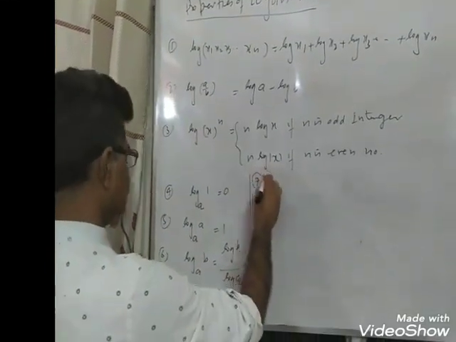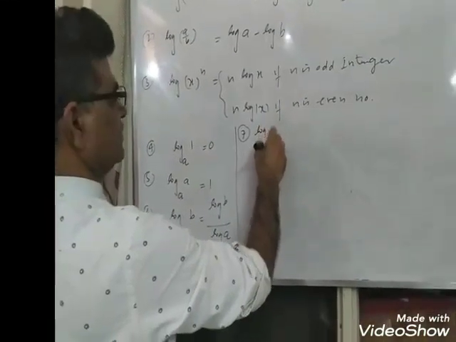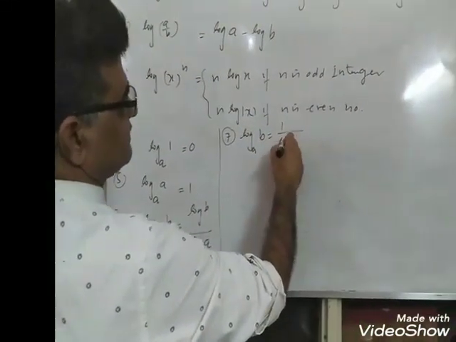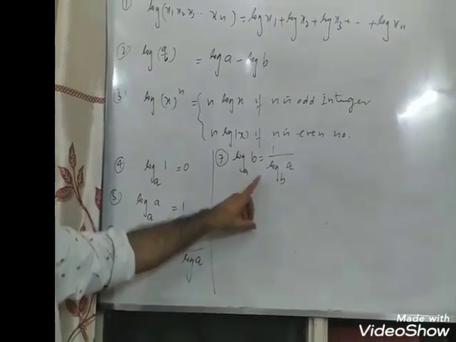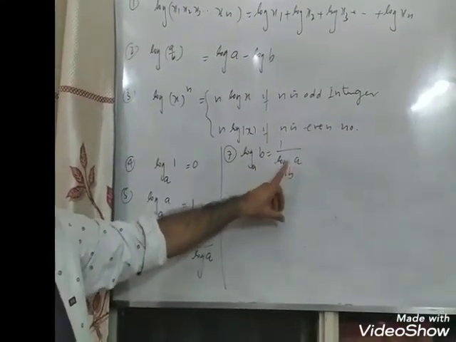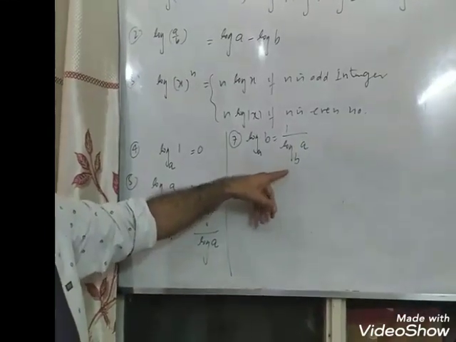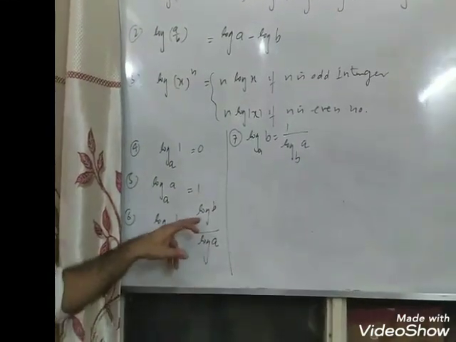The seventh property is log base a of b can be inverted like this. In this case, the index becomes base and base becomes the index. So as and when required, we can change it. Here also we can change the base whenever required.